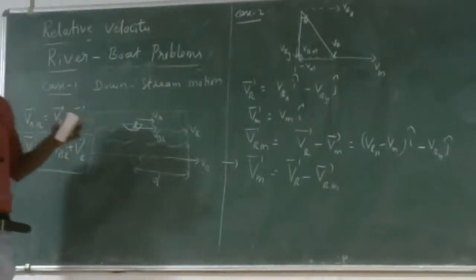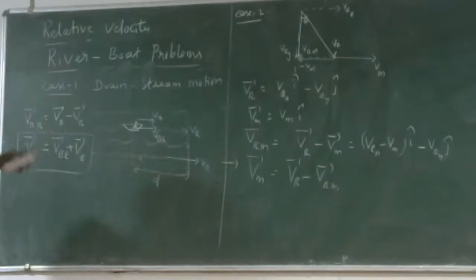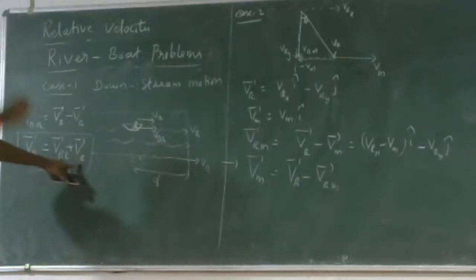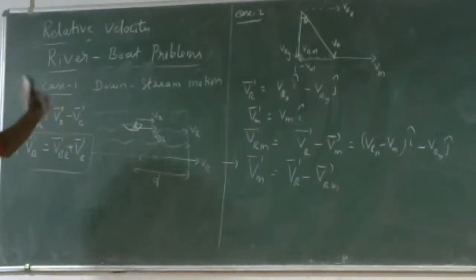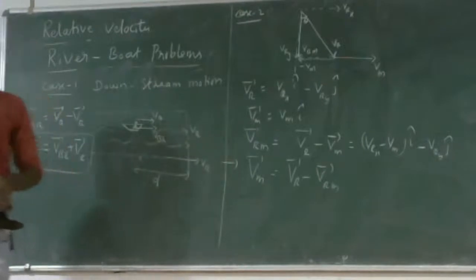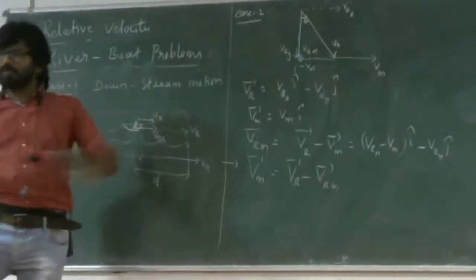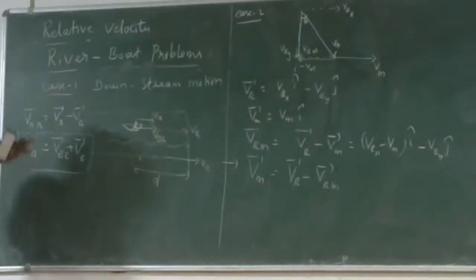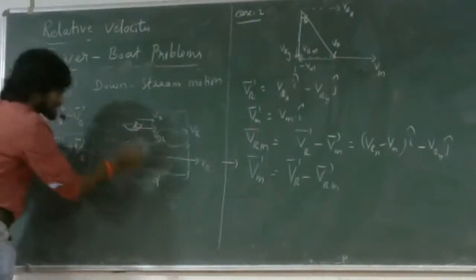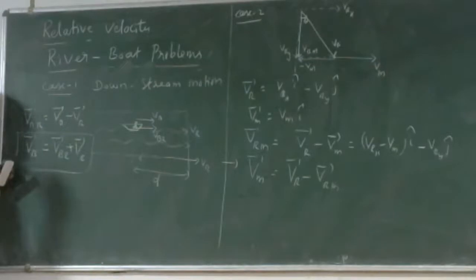So if you observe from the ground, the boat is observed to be moving with velocity equal to the velocity of the boat with respect to the river plus the velocity of the river. That means it appears to be moving faster downstream, because the river is dragging this boat with its flow. Okay. Now, to cover this distance, what is the time it is taking?